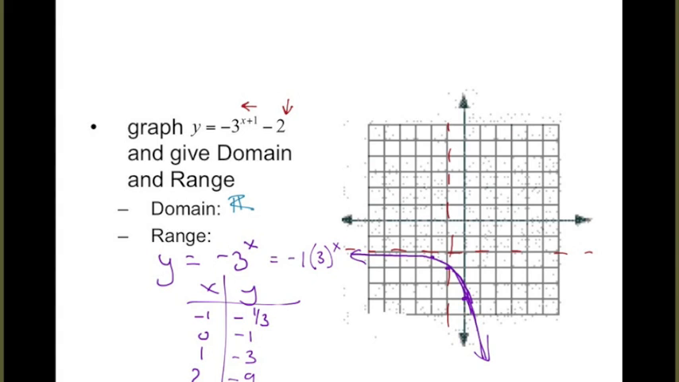Domain will always be all reals for an exponential because we can plug in anything we want for x. Our answers just get kind of crazy small or crazy big, depending on which way we're going. Range, y, is it greater or less? Less, and what is it less than? -2. Since this is a below graph, we have a less than here. It's below the line of -2.